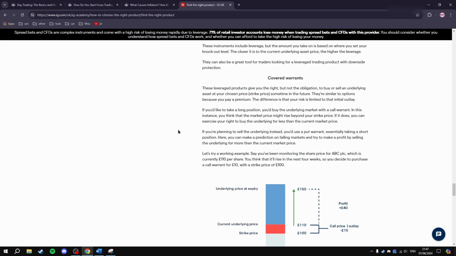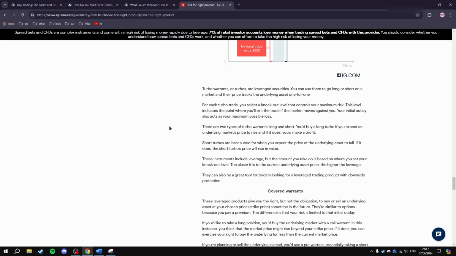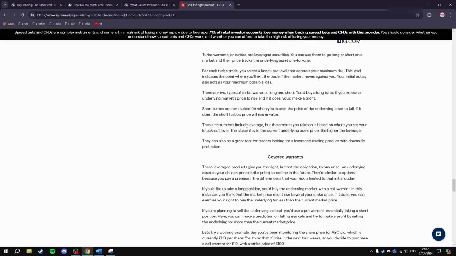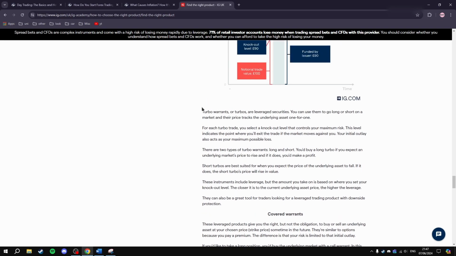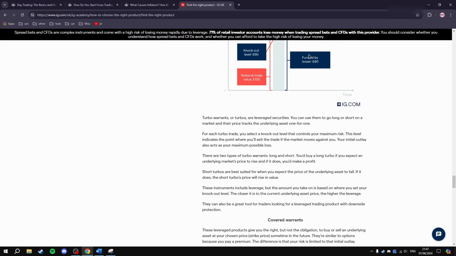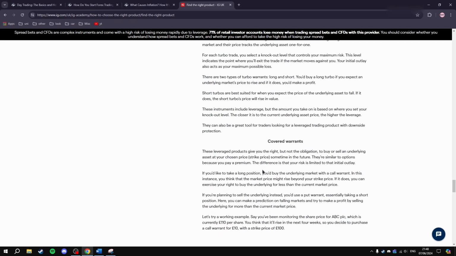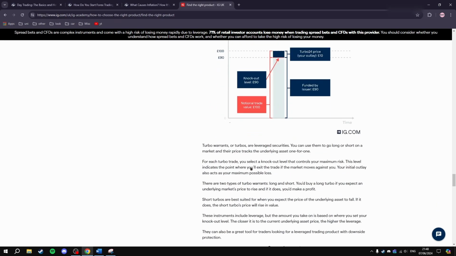Shouldn't it be that the closer it is to the current price, the lower the leverage? Oh no, this is assuming that the underlying asset price is really high compared to what you put in, right? The closer it is to the current underlying asset price, the higher the leverage, so the more the issuer has to fund you. It can also be a great tool for traders looking for a leveraged trading product with downside protection. So that was turbo warrants.